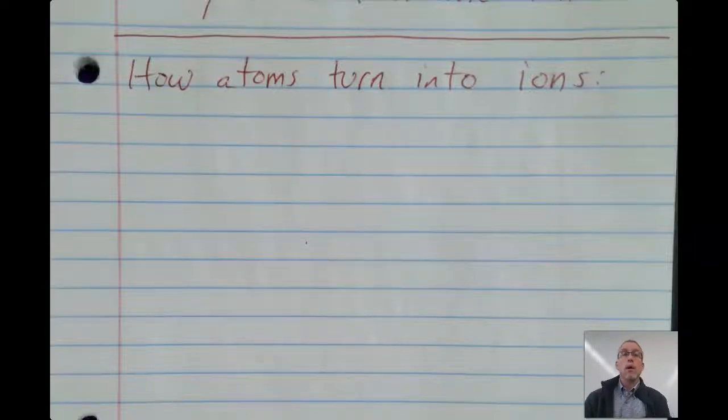So we're focusing on an important behavior of atoms, and that is how they turn into ions. It turns out that a lot of the bonding that happens in the world to make the stuff that we find in this world requires atoms to turn into ions. So how is it that that happens, or why is it that that happens?